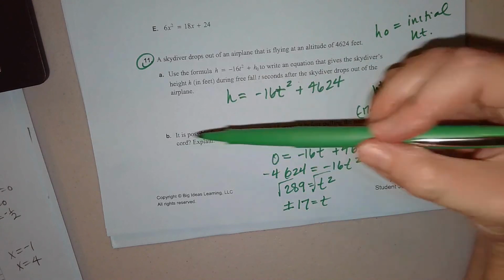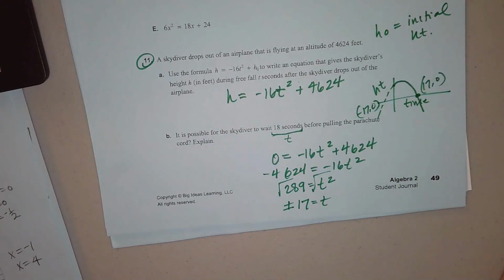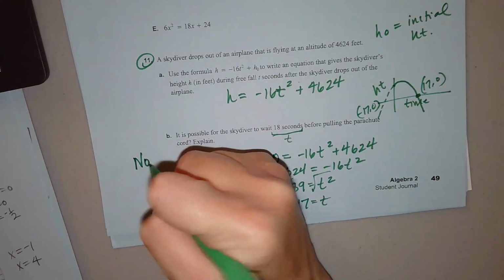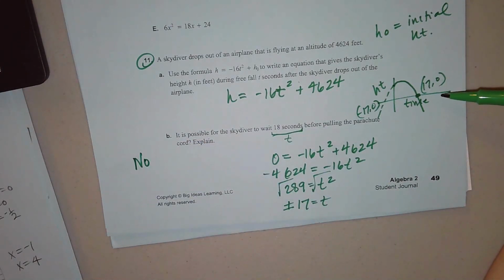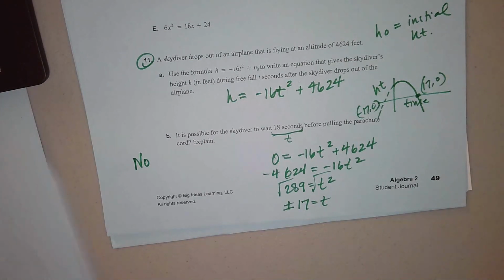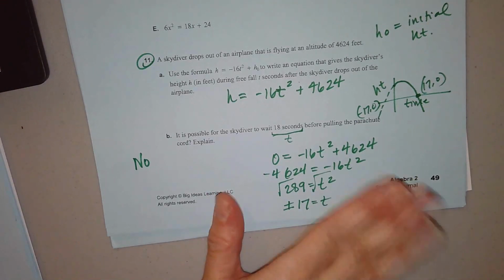This one does make sense. So is it possible for the skydiver to wait 18 seconds? The answer is no. He will be on the ground in 17 seconds. So if he waits 18 seconds, that's going to be a little bit too late. So the answer to that question is a resounding no. If any of you ever parachuted, I would imagine that would be a scary thing to do. I've never done it. Really no desire to, but nonetheless, in this case, you get to the ground pretty quick, so don't wait.